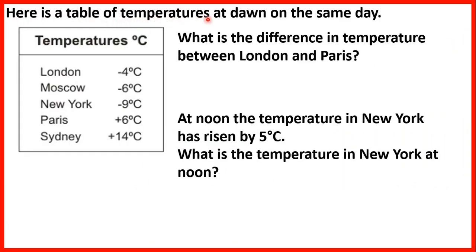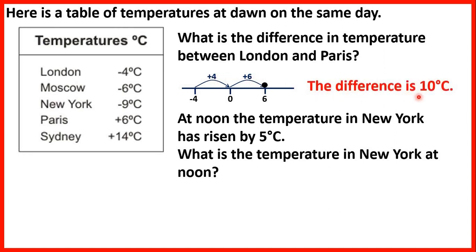Here is a table of temperatures at dawn on the same day. What is the difference in temperature between London and Paris? So we can see that the temperature in London was -4 and the temperature in Paris was +6. So what is the difference between -4 and +6? Well, on a number line, if we start at -4, adding 4 will take us to 0 because -4 plus 4 is 0, and then we need to add 6 to get to 6. So altogether, because we need to add 4 and add 6, we have a difference of 10, because 4 plus 6 is 10, so the difference is 10 degrees.